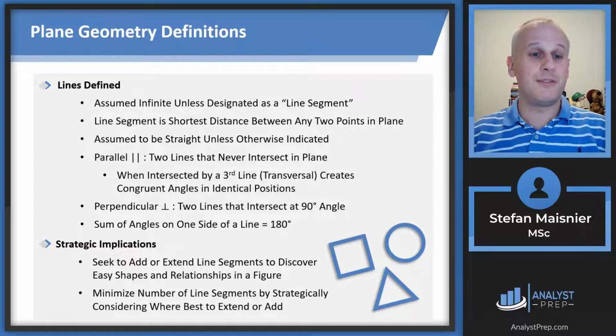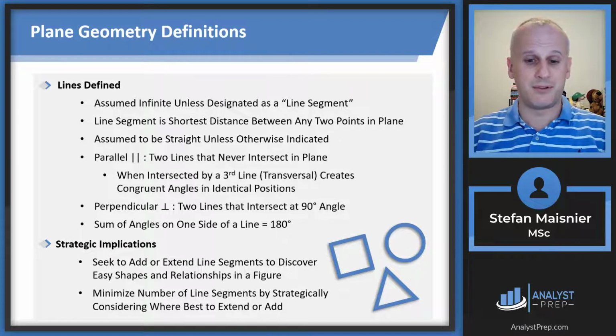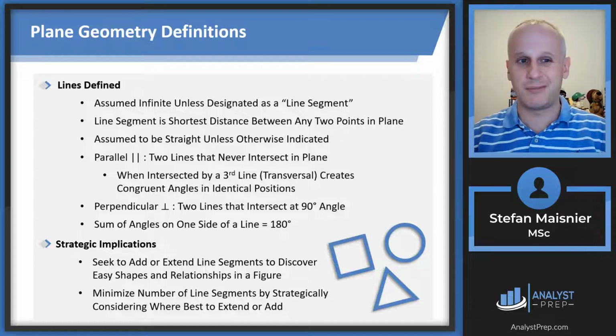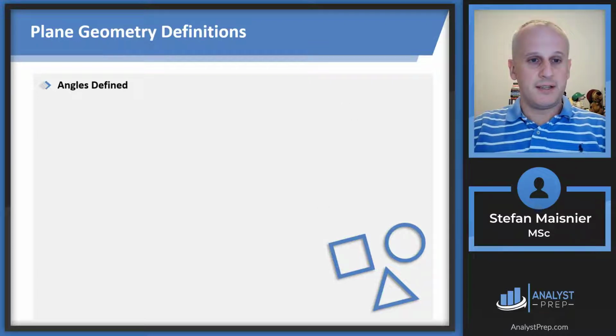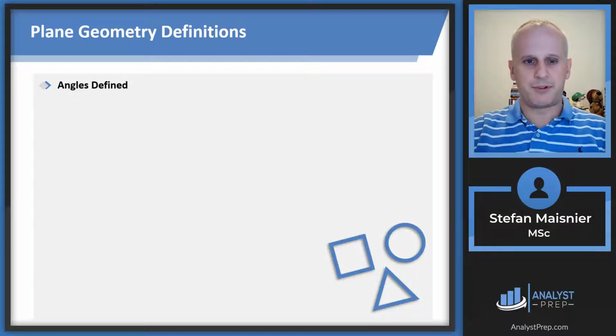But even if you do draw, you want to minimize the number of line segments by strategically considering where it's best to extend or add a line. You don't want to just add a bunch of lines and overcomplicate the figure. You want to stay simple and think strategically about where best to add lines potentially to help find an easy shape or relationship. Now, the cousin of lines that dictate everything else in plane geometry are going to be angles.